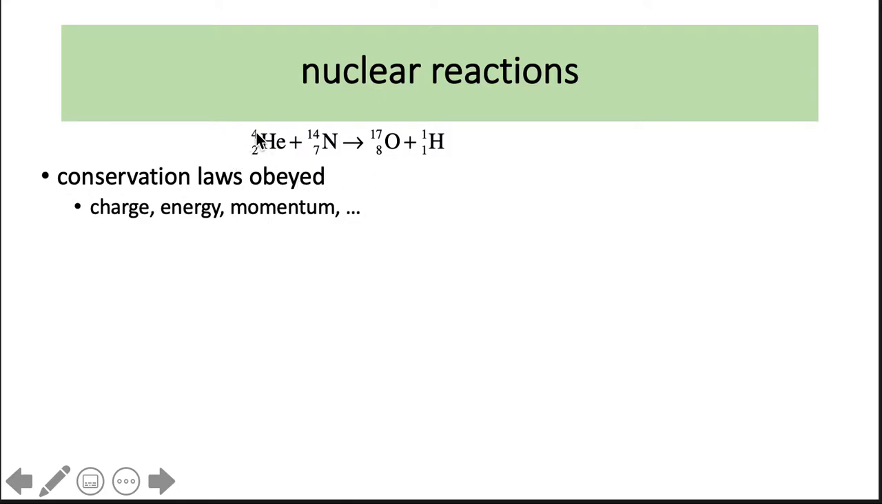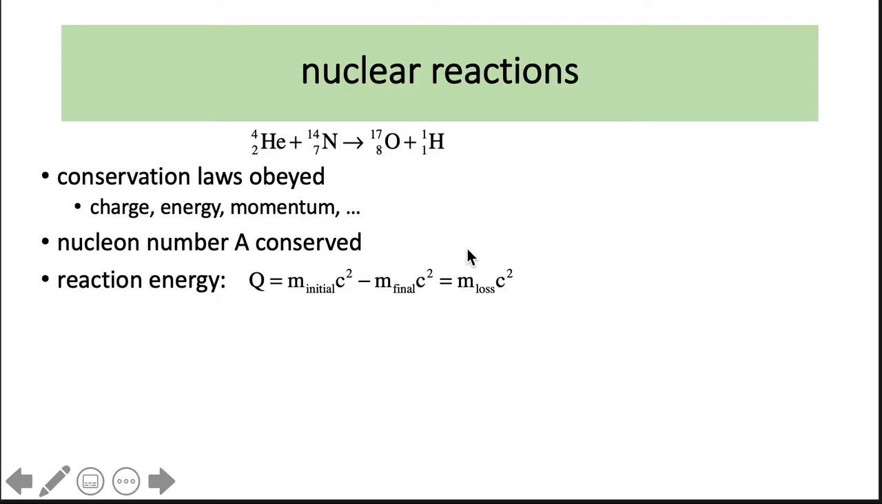The top numbers stay the same too. Look, 4 and 14 is 18 to begin with. That's the number of nucleons. And then afterwards, 17 plus 1 is also 18. So nucleon number is also conserved in this nuclear reaction, and in fact, in all nuclear reactions. So that turns out to be a fundamental principle of physics, that the number of nucleons, that capital A, has to be conserved. And you can see that built right into the way we write the equation.